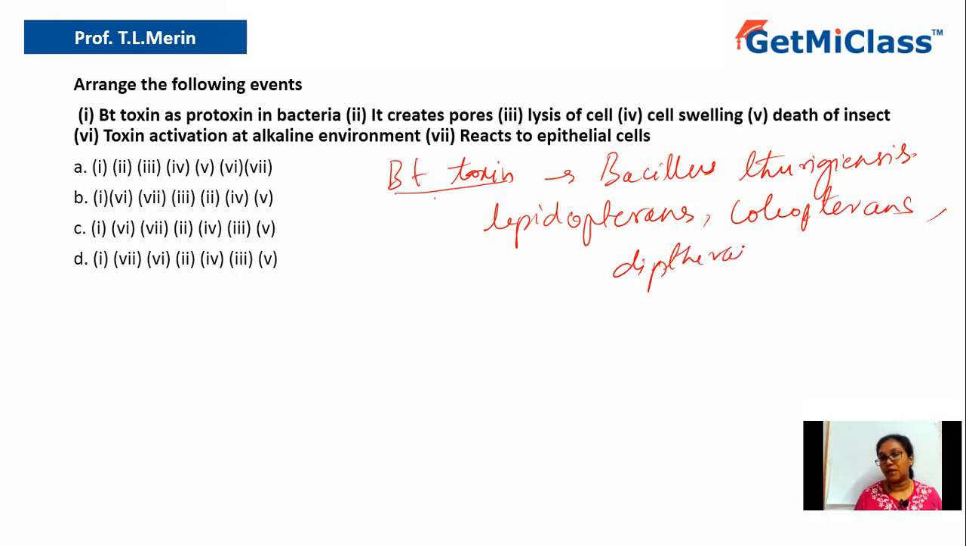Now, when these organisms get infected by bacillus, or inside the stomach, when the bacillus releases this toxin, what happens? The Bt toxin, which is produced in bacteria, is in the form of protoxin. Protoxin means inactive form, and that is why the bacteria is not getting killed on its own. It is producing toxin, but it is not getting killed. Why? Because it is produced in inactive form, that is protoxin.